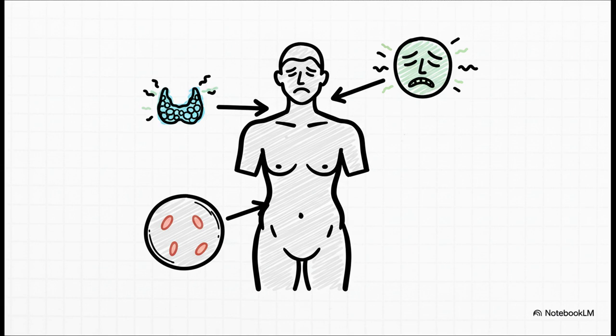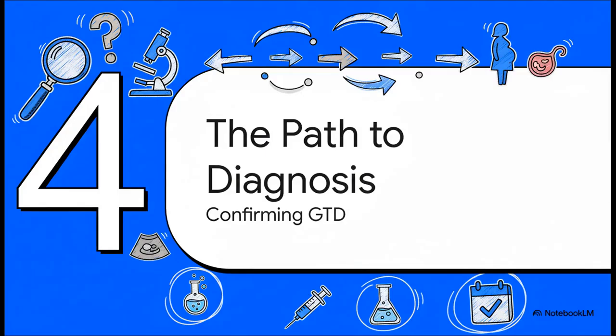It can lead to something called hyperemesis, which isn't just morning sickness, it's severe nausea and vomiting. It can also kick the thyroid gland into overdrive, causing hyperthyroidism, and can even lead to anemia. Okay, so with all these potential symptoms, how do doctors piece it all together and figure out for sure that it's GTD? Well, it's kind of like a multi-step investigation.